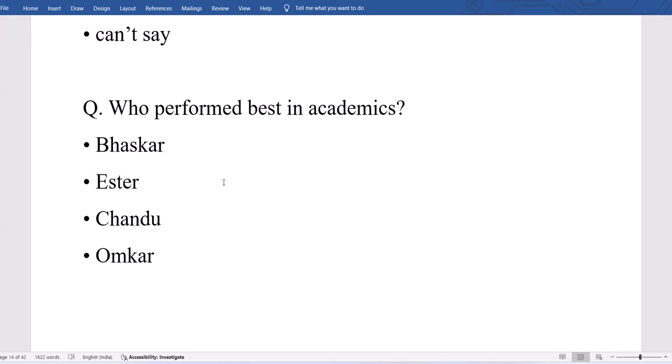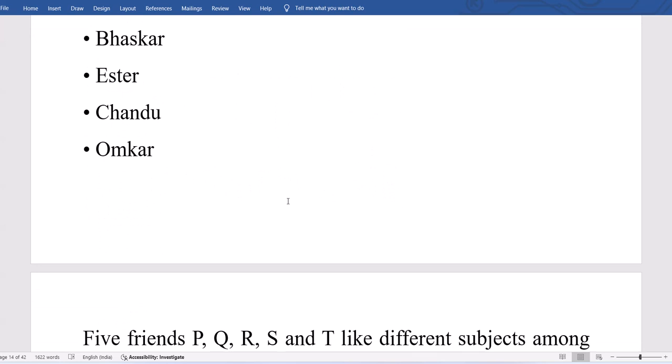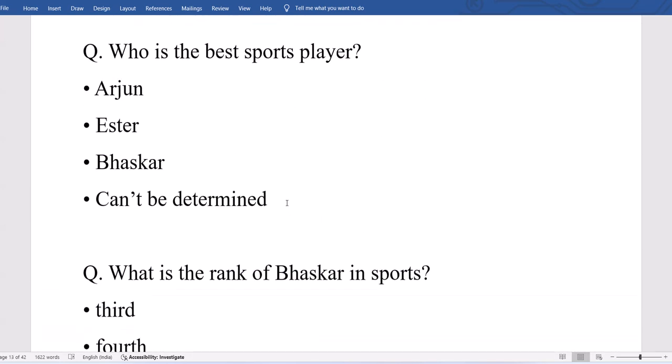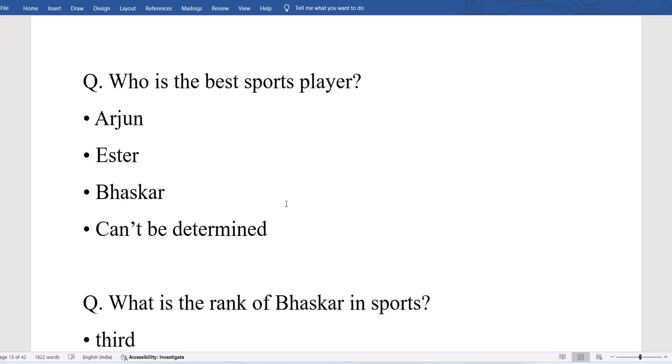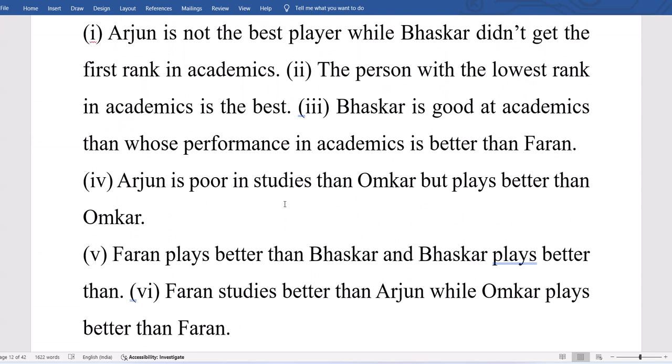So definitely there is some data, so you just map with all. These are the three questions related to that data. Who performed best in academics? Who is the best sports player? What is the rank of Bhaskar in sports? All those three. A, B, C, D, E, F are the six people with academics, and we need to map them related to sports as well.